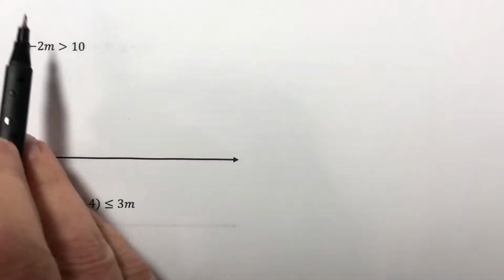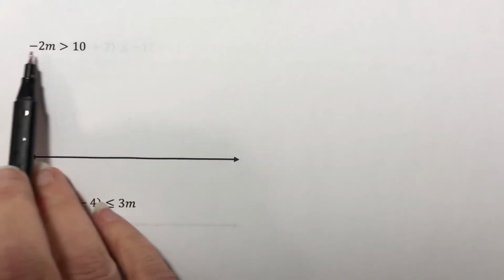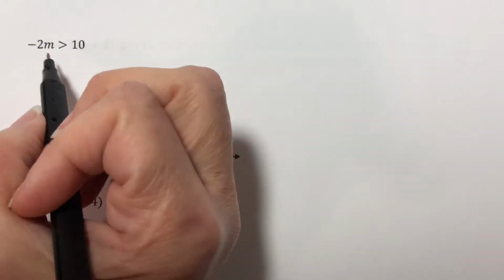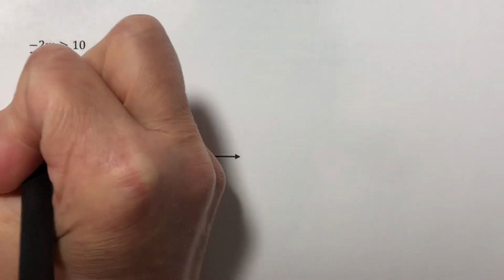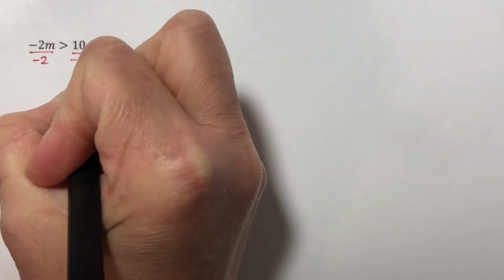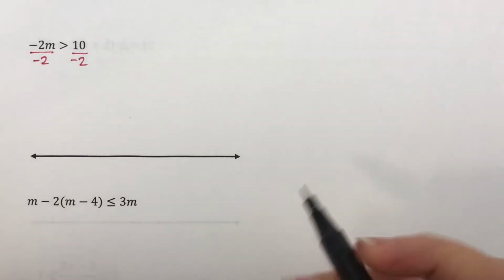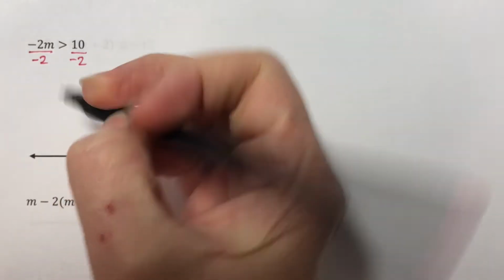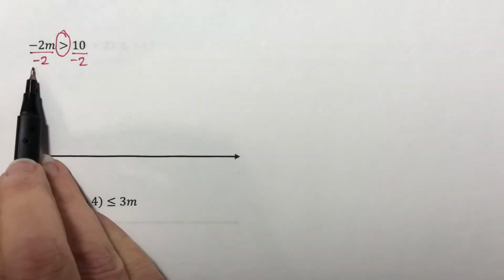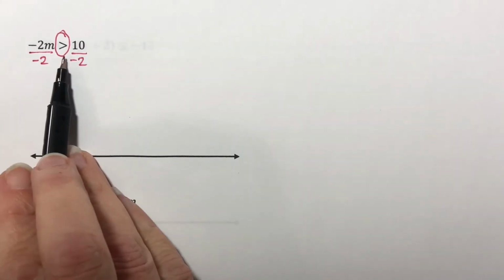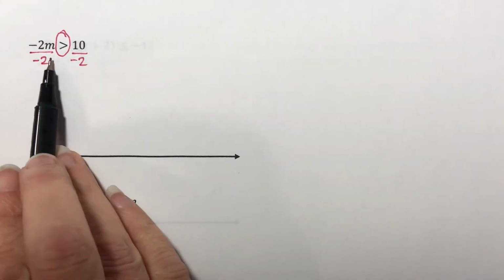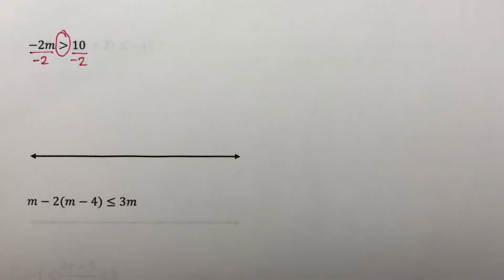Our first step would be to get our m term by itself. We already have that. To get the m alone, I need to divide by a negative 2. And I am allowed to do that. But since I'm dividing by a negative, I have to flip this sign around. Usually, whenever I realize I need to flip it around, I circle it. And that's because the next step is essentially a recopying step, and we have a tendency to mess those up because we think they're easy and our brain goes on vacation.